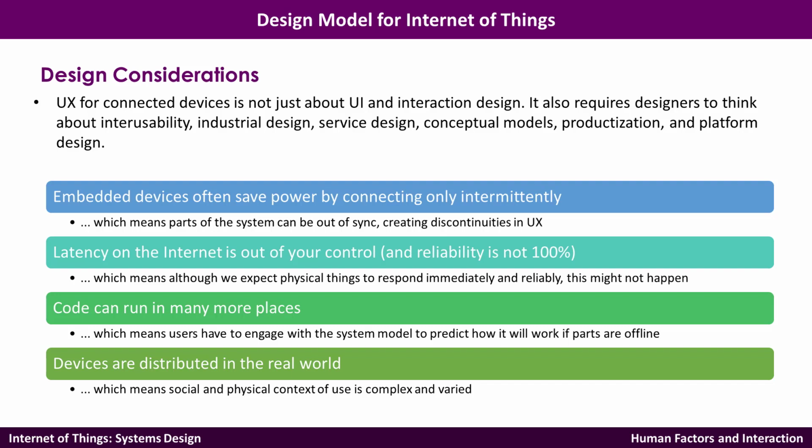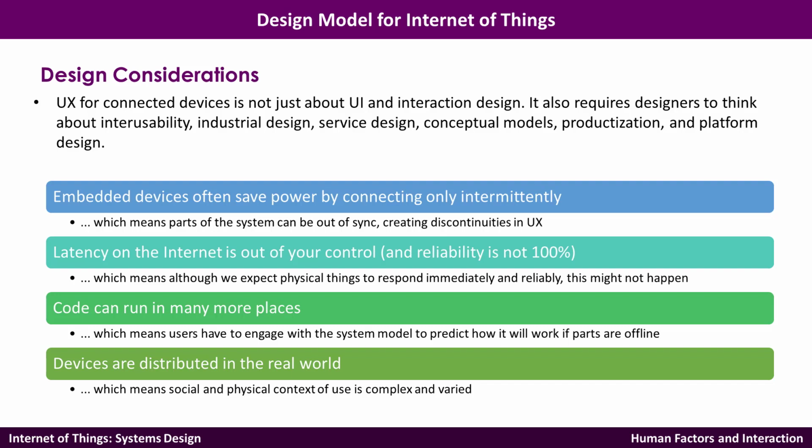Another consideration is that latency on the internet is out of our control, and we need to assume that the internet is not 100% reliable. What does this mean? Even though we expect physical things like switching on a bulb or pressing a button to respond immediately and reliably, in the IoT world this might not happen. So we need to have contingency plans put in place.